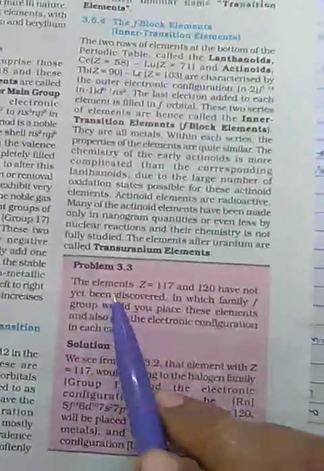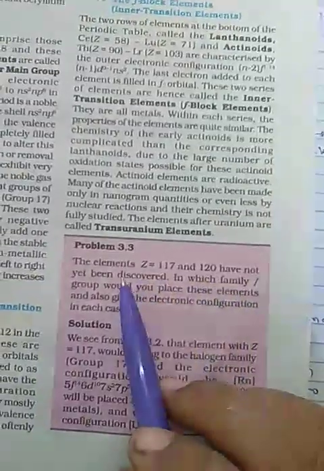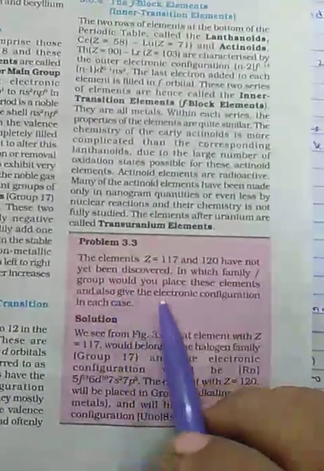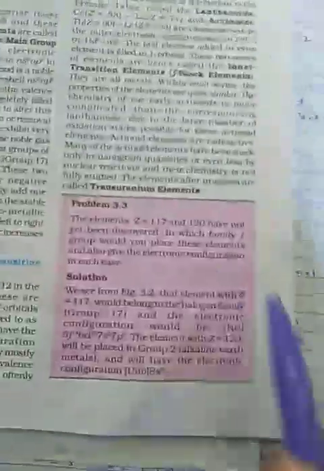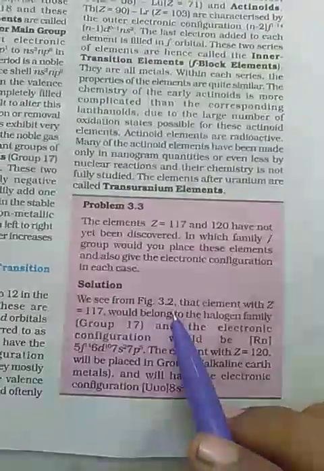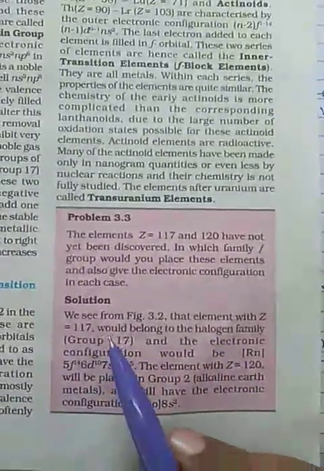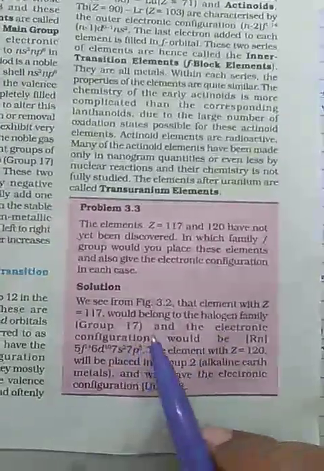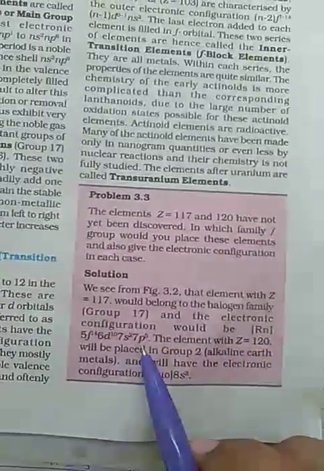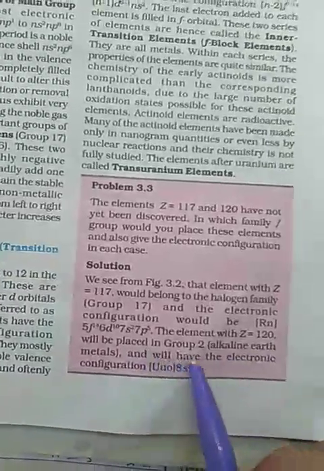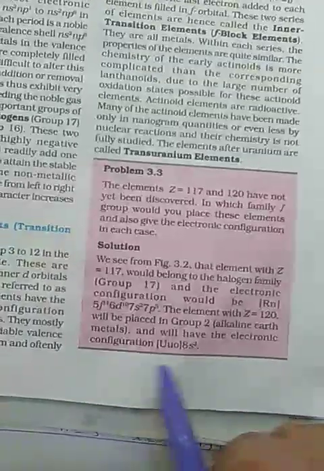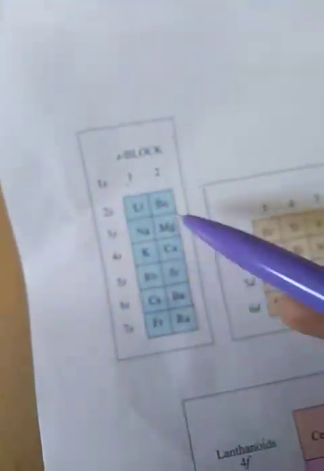Now in this example, the elements with Z equal to 107 and 120 have not yet been discovered. In which family or group would we place these elements? How will we find where they will be placed? We see from figure 3.2 that the element with Z equal to 107 would belong to the halogen family, and the electronic configuration would be this. The element with Z equal to 120 will be placed in group 2, the alkaline earth metals, and will have this electronic configuration. Like that you can place any new element which we discover afterwards.